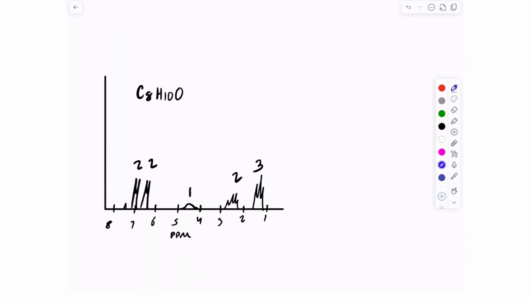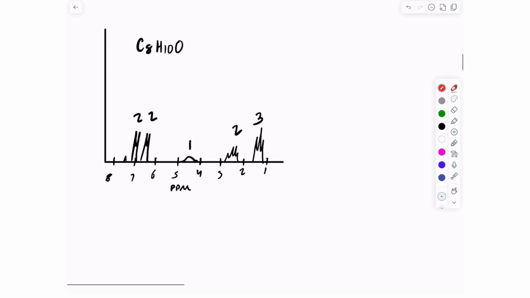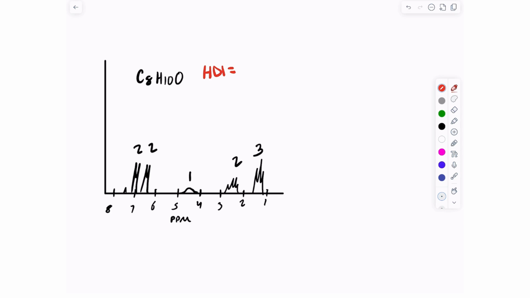Okay, for this next problem, this is a little bit harder, but I think it's still doable. First thing we're going to do is calculate the HDI. So it's going to be 8 times 2 plus 2 minus the hydrogens. And if you're wondering about oxygen, you do not add this to your HDI formula. Oxygen does nothing. So carbons times 2 is 16, plus 2 is 18, minus 10 is 8. And then divided by 2 or times 1/2 is the same thing, equals 4. So for this problem, there's an HDI of 4.